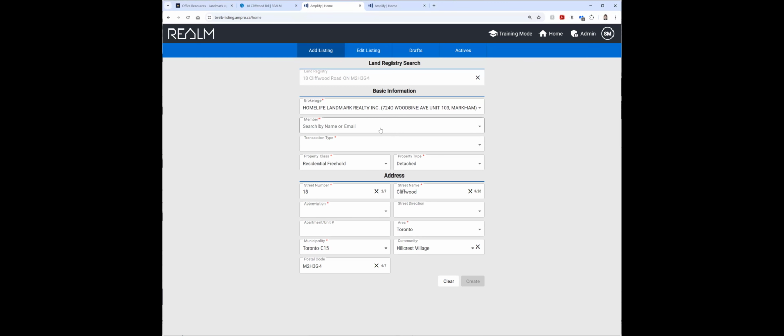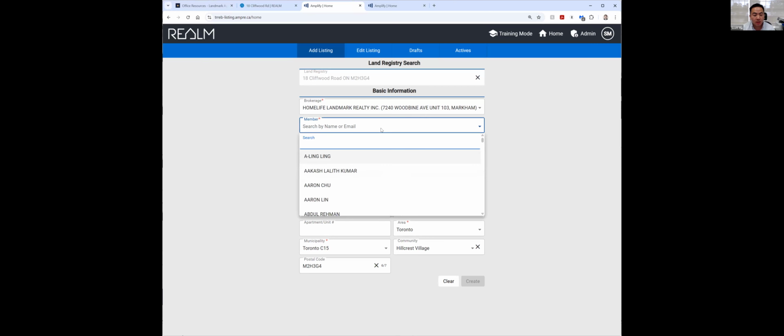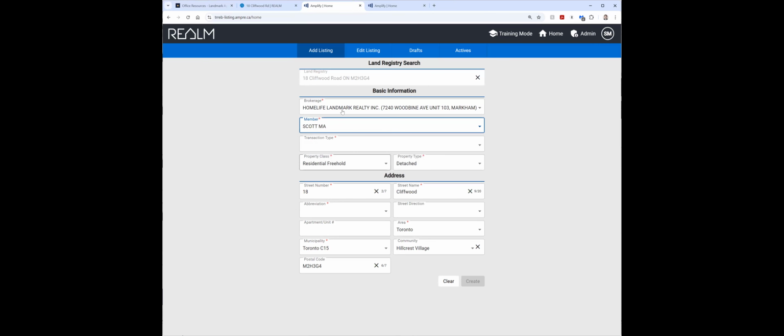Go ahead. Can you see my screen? Yes, okay, it works. So I think when you clone a listing, it's easy to clone the previous mistakes, if there are any. So it's better to add the listing.